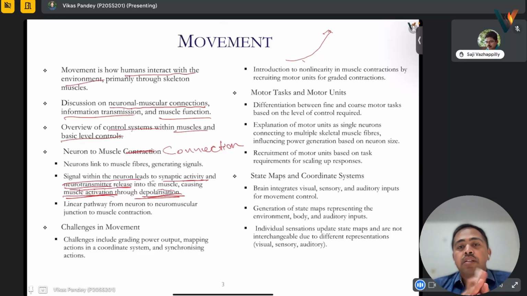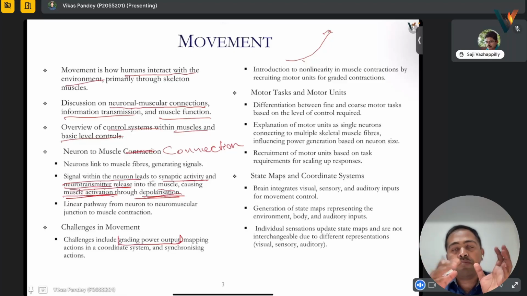So what are the challenges? What are the difficult parts in case of muscle movement specifically? First, how this power output is graded. All the actions by our muscles are not supposed to be equal; they have to be of different strength. Then another is mapping actions in the coordinate system. If we are trying to understand it from a scientific, mechanical, or engineering perspective, we have to map every muscle position or action in the coordinate system along with time and spatial orientation. And then there is one big problem, that is synchronizing actions.